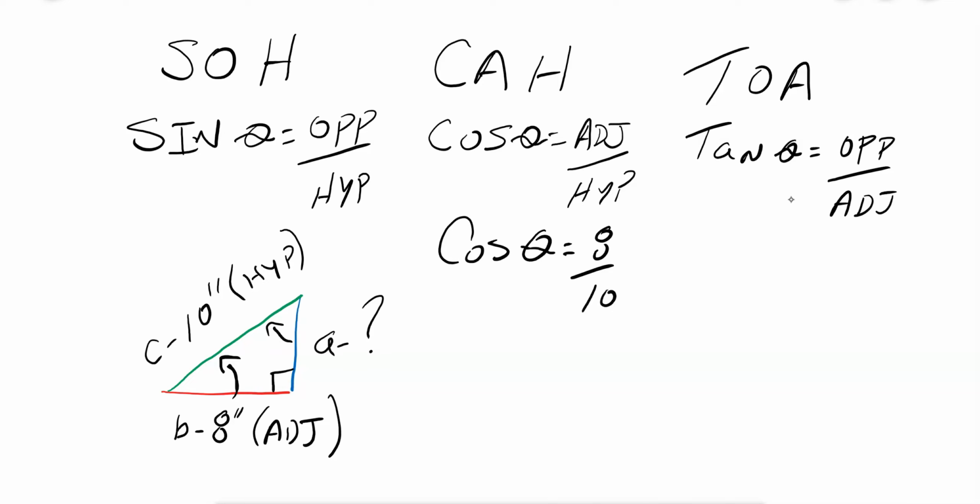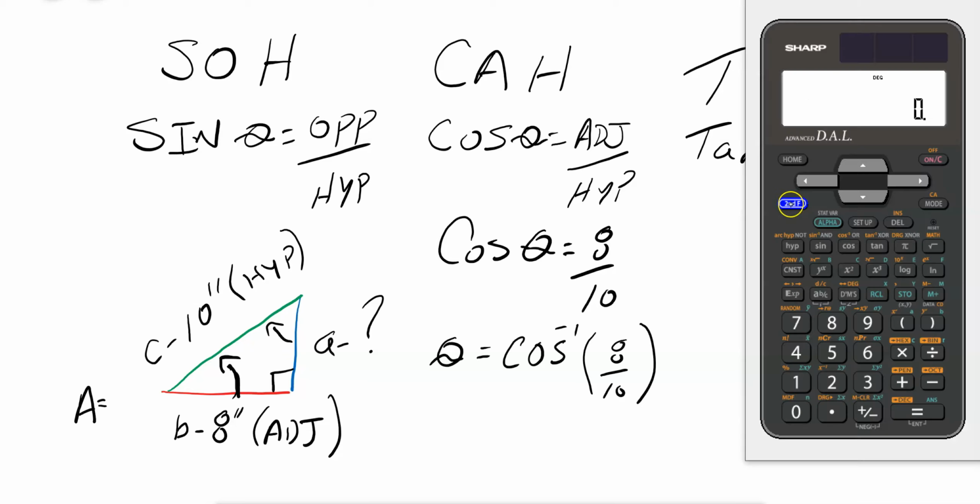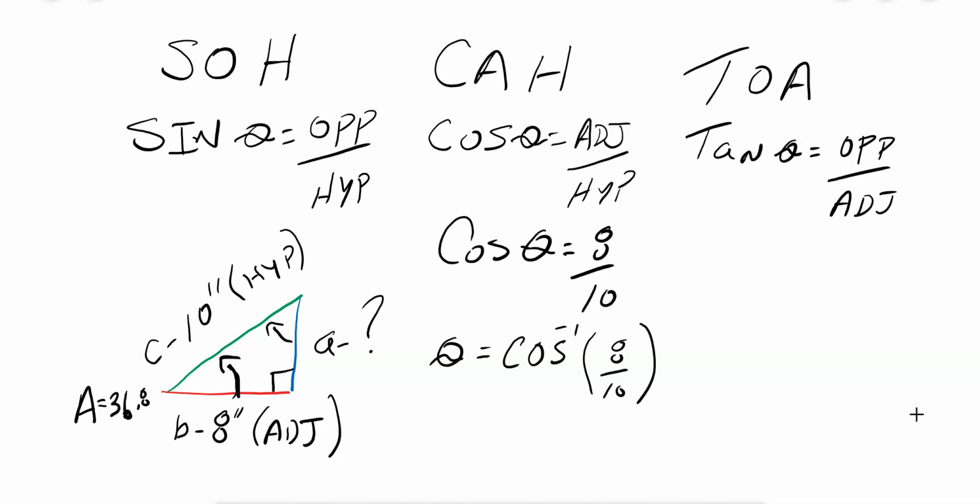We need to get that angle theta by itself. So the opposite of cos is the inverse cos. Second function cos gives us our inverse cos. Put our 8 divided by 10 in brackets, close our bracket, and hit equals. This angle here is 36.87 degrees. Again, we drew it proportional.